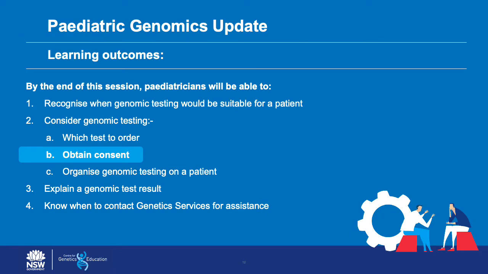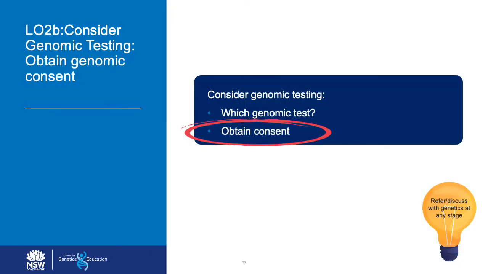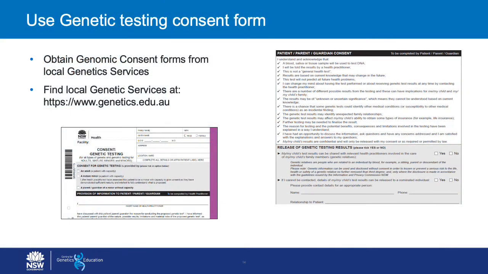Let's explore Learning Outcome 2, Part B, Obtaining Consent. A genetic or genomic test has implications for the family, so obtaining consent is an important part of the process. Obtaining consent means filling in a consent form for each person undergoing genomic or genetic testing. In other words, for a trio test, a consent will be required for the child and one each for his or her parents. Currently, New South Wales Health has a 2-page genomic testing consent form.